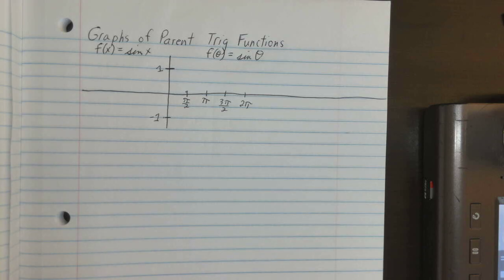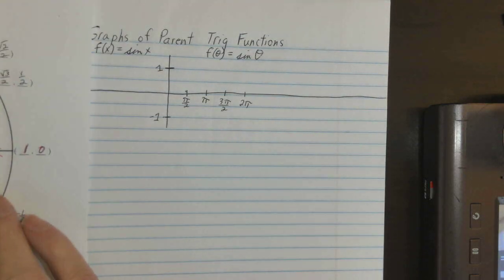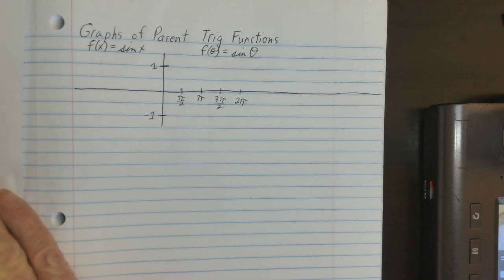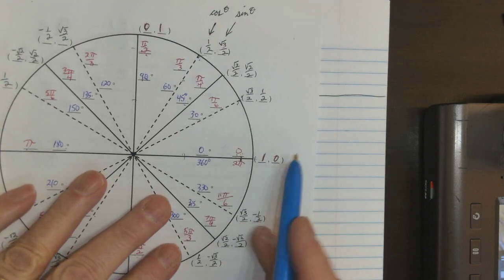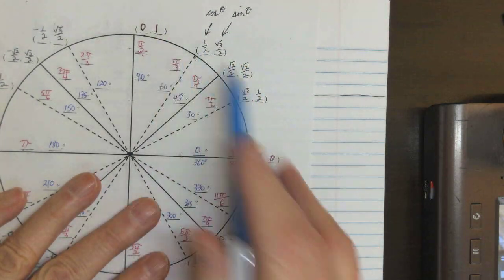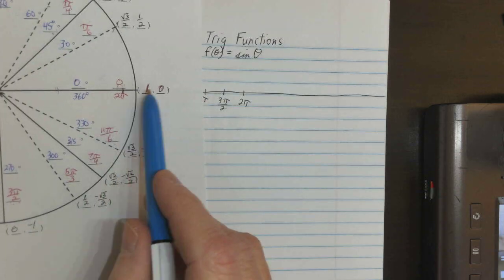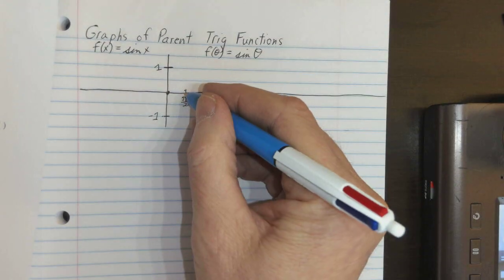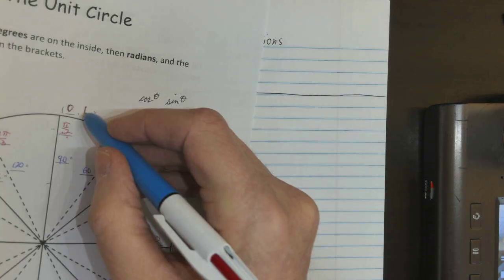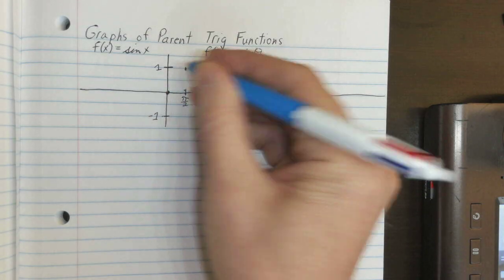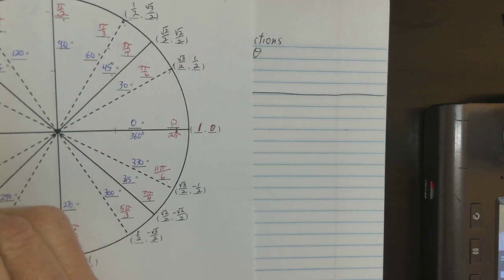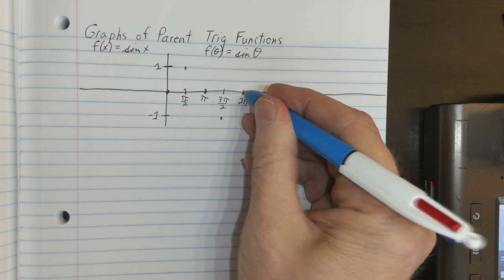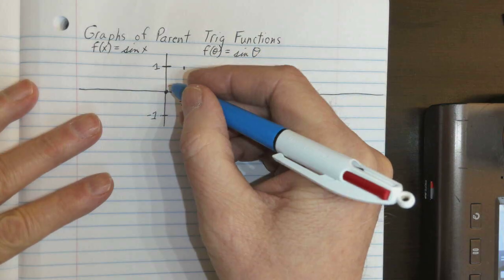And I'll just go right off our unit circle here. If I am graphing sine, that's the y-coordinates here, and the sine of 0 is 0. The sine of pi over 2, I think you'll see, is 1. So I'm going to put a point up here. Sine of pi is 0. Sine of 3 pi over 2 is negative 1, and sine of 2 pi is 0.